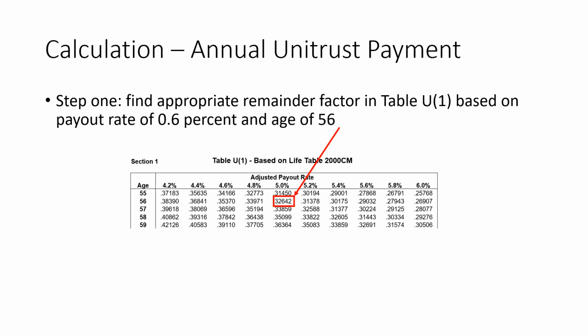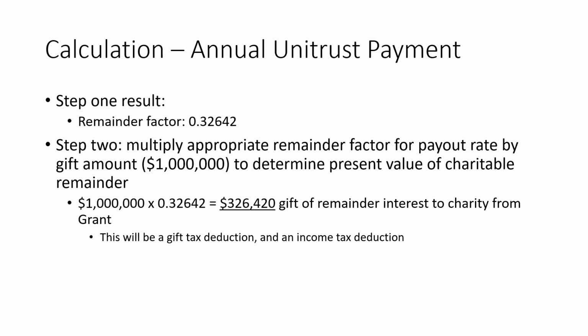We only have an adjusted rate if we have a more frequent distribution than annually. So our result here, we have the remainder factor of 0.32642, and we just simply multiply that by the gift amount, in this case $1 million, to determine the present value of the charitable remainder. So what that results in is 1 million times that factor 0.32642, and that's going to give us a gift of a remainder interest in the amount of $326,420. So Grant will get an income tax deduction in that amount and a gift tax deduction.